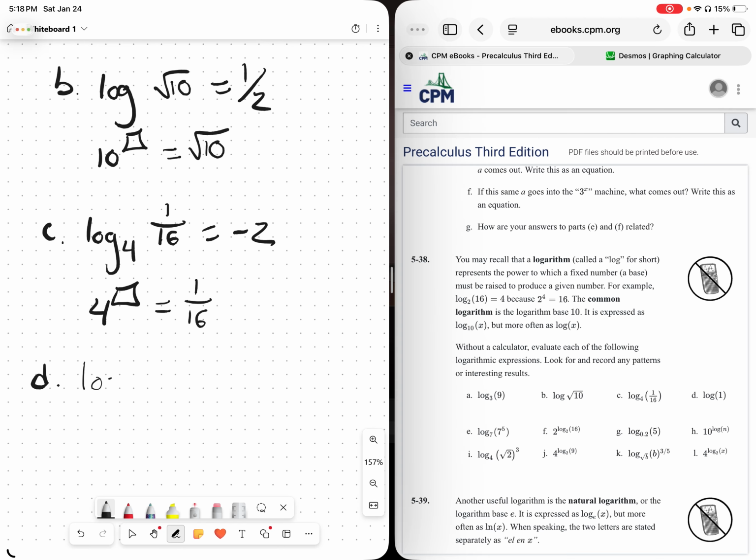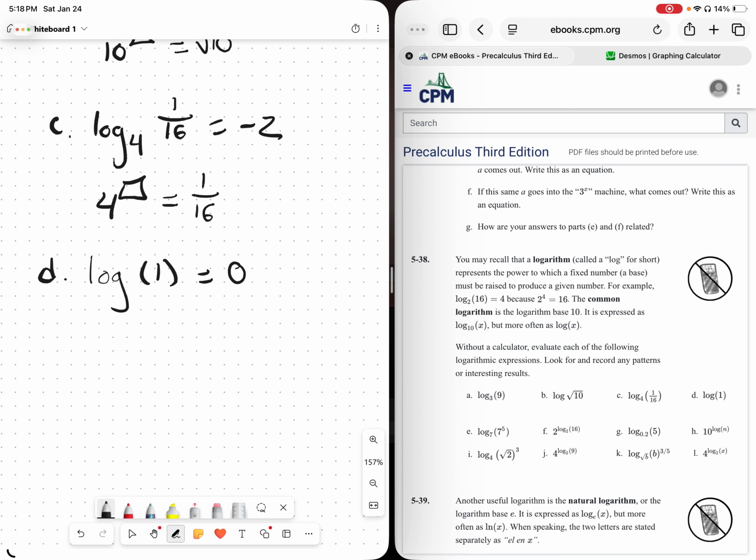Okay, d, log of 1. So 10 to what power gets you 1? Anything to the 0 power gets you 1. So anytime you have a log, doesn't matter what the base is, if there's 1 inside, it's going to be 0.